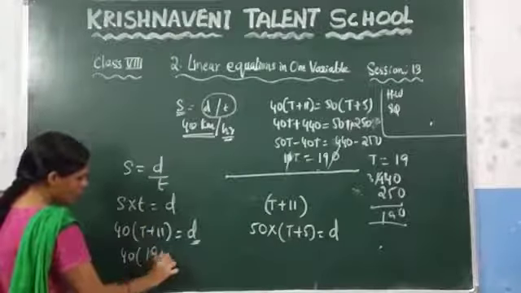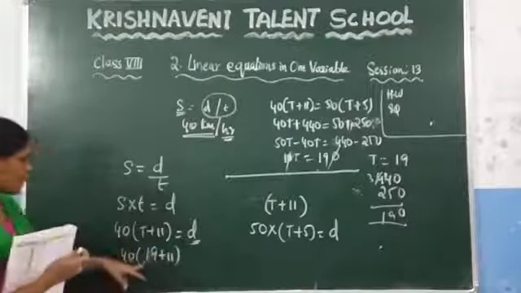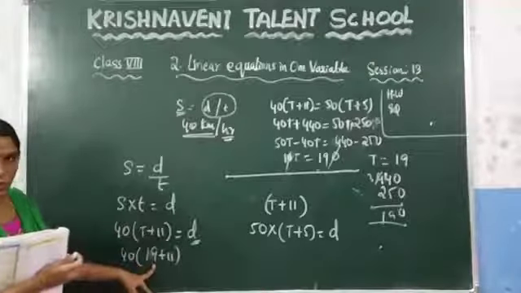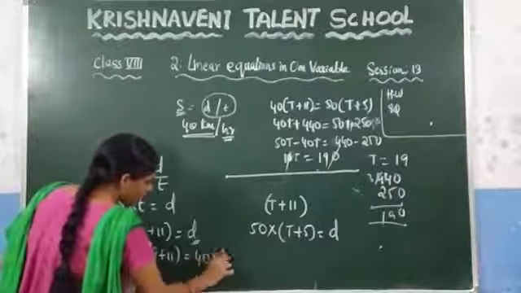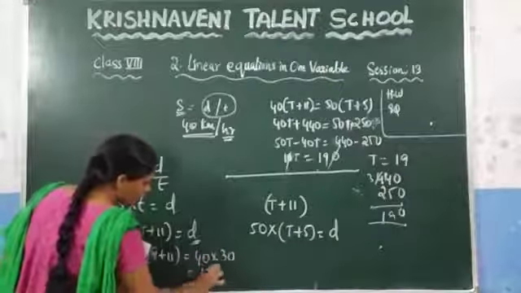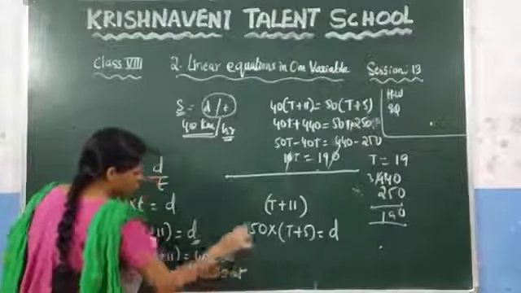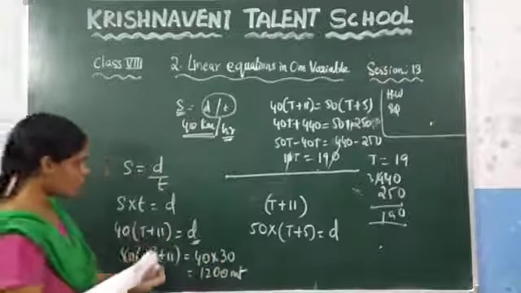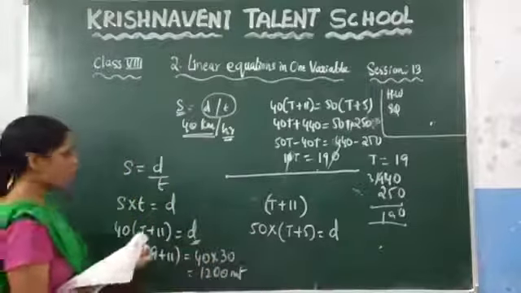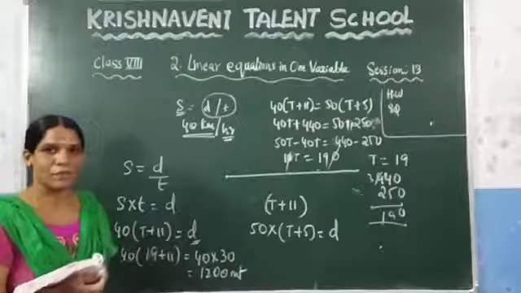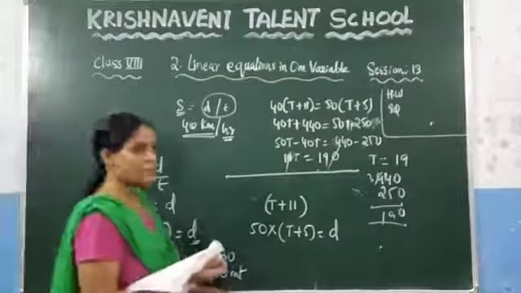19 plus 11, which gives you 30. So here you will get 40 into 30. What is the value of 40 into 30? It is 1200 meters. And you know that the distance here is in meters, since the speed is given in kilometers. So the total distance travelled by the train is 1200 meters.